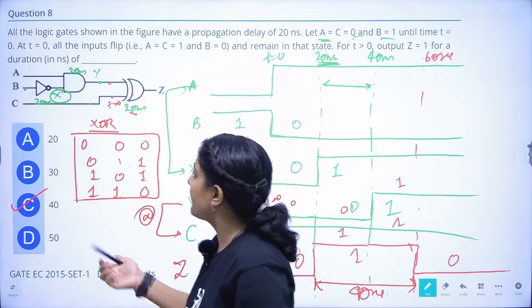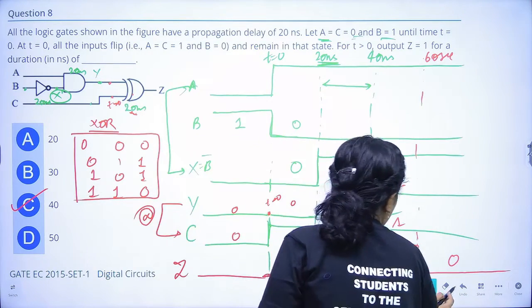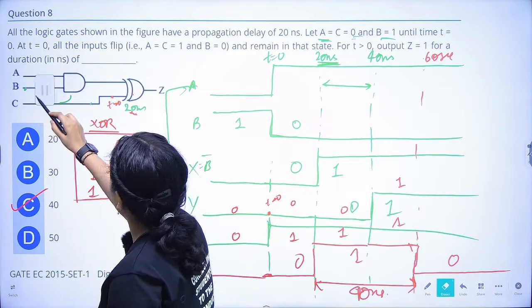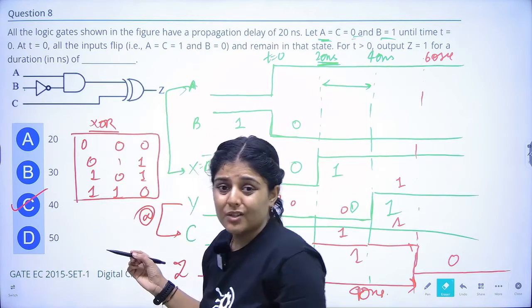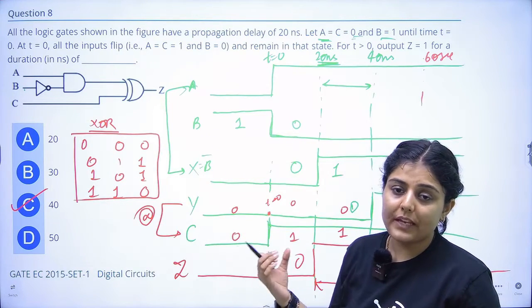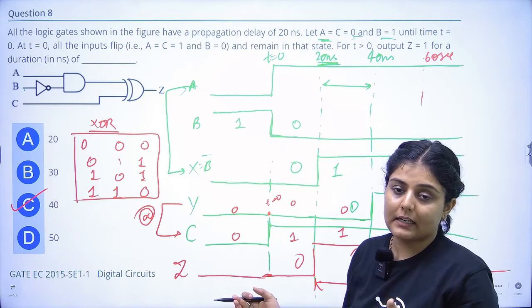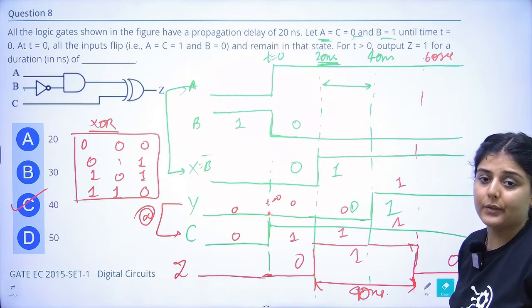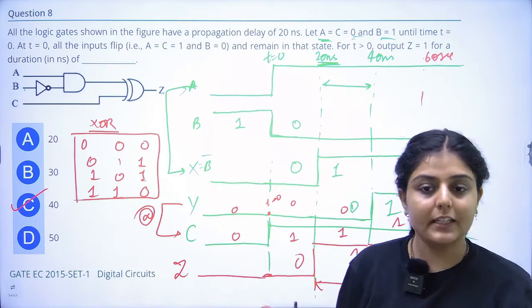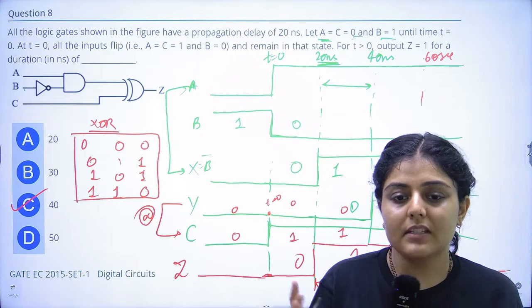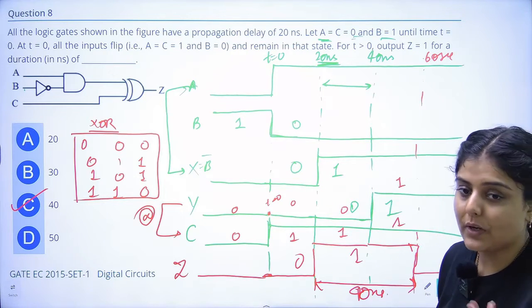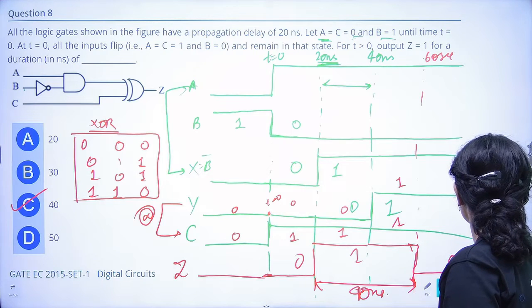Otherwise, if we start spending time here, we have to draw the timing of each and every 20 second interval. This is the better, graphical way, in which we can clearly see the amount of time z was equal to 0 and z was equal to 1. Clear? Next question.